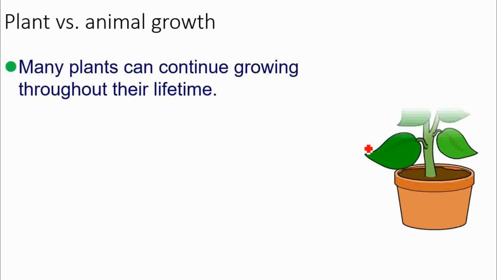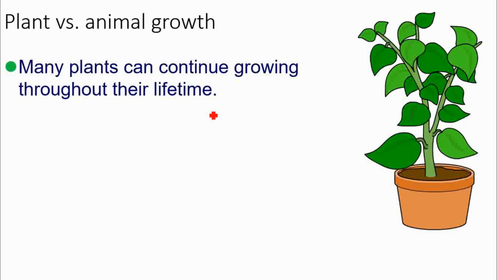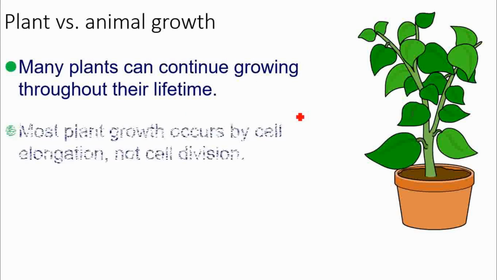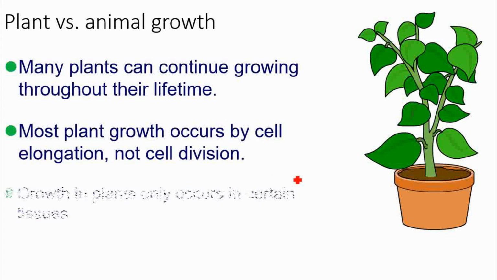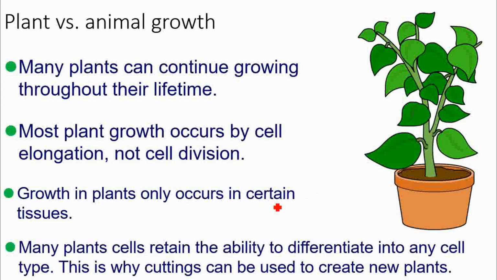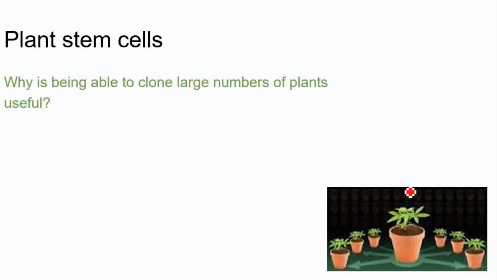Okay, good. So here are the key points. Many plants can continue growing throughout their lifetime, whereas we stop. Most plant growth occurs by cell elongation, not cell division, and growth in plants only occurs in certain tissues, your meristematic tissues. And many plant cells retain the ability to differentiate into any cell type. This is why cuttings can be used to create new plants.